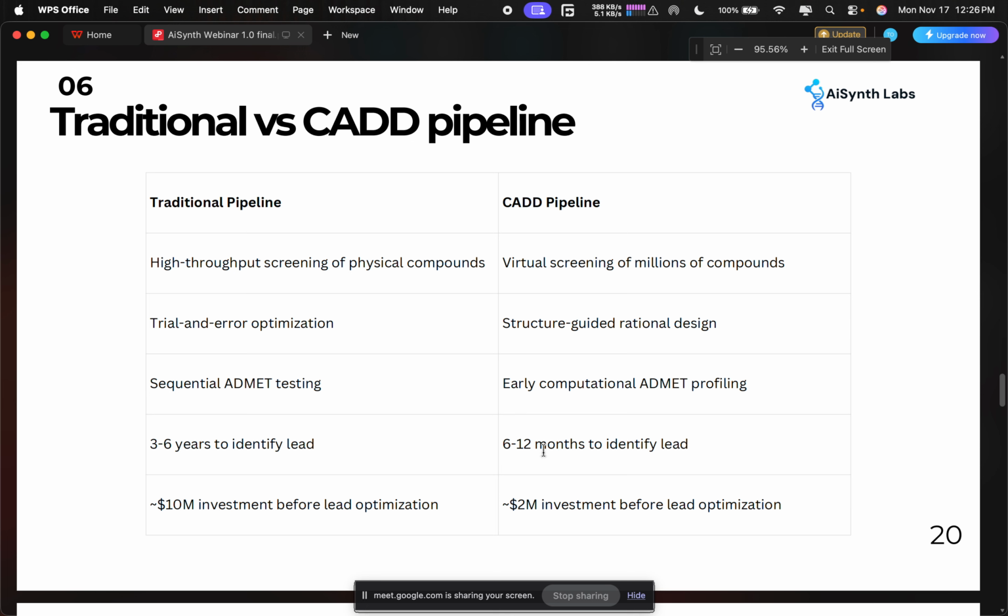Yes, 6 to 12 months it will take you to run a CAD pipeline. It depends on how robust you want to be, depending on the resources that you have. Yeah, it depends on resources. And you can see $10 million investment before lead optimization and $2 million investment before lead optimization for the CAD pipeline. See the stark difference between both pipelines.